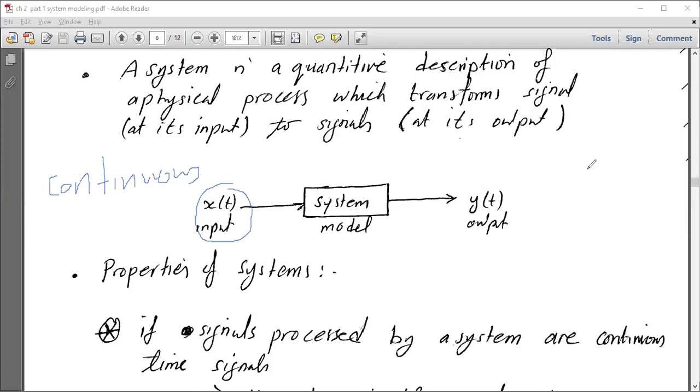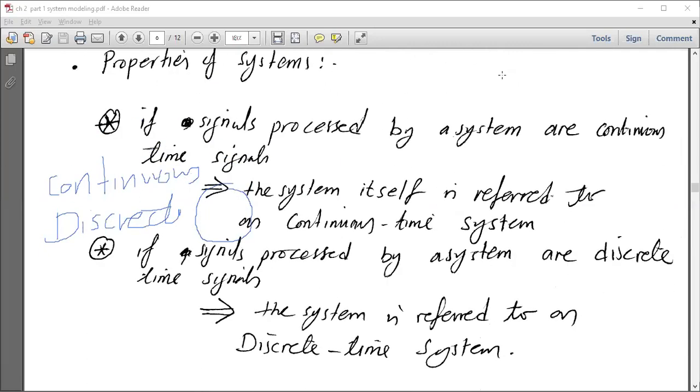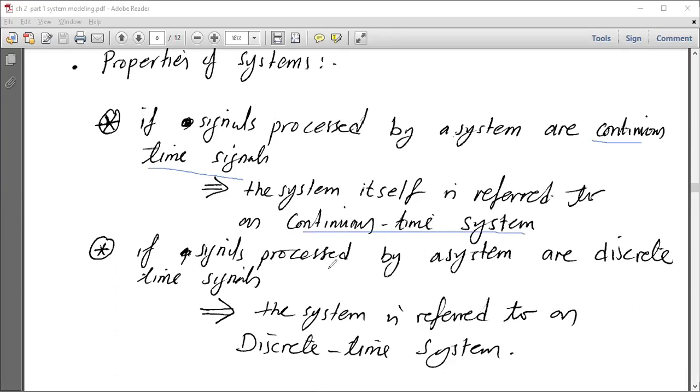If the signals the system processes are continuous, then I call it a continuous time system. If the input signal or the processed signal is discrete, then we call it a discrete time system. So it takes its name from the type of signals it processes. If the signals processed by a system are continuous time signals, then we refer to it as a continuous time system. If the signals processed by a system are discrete time signals, then the system is a discrete time system.